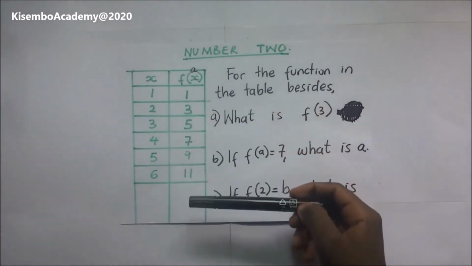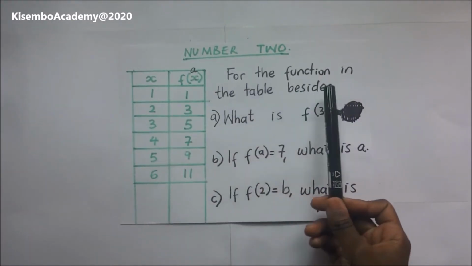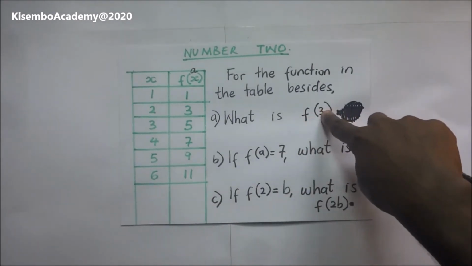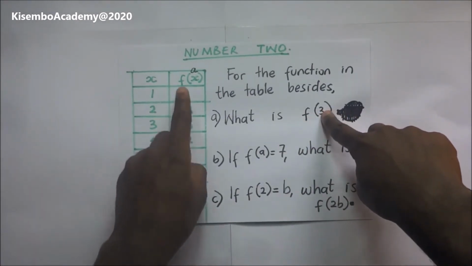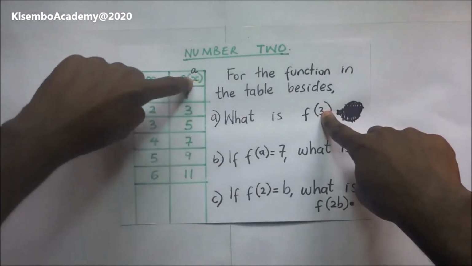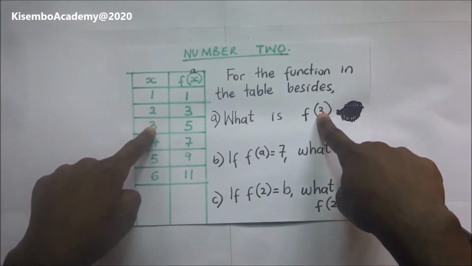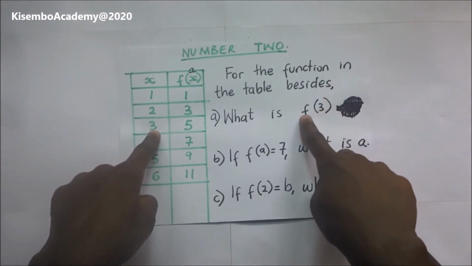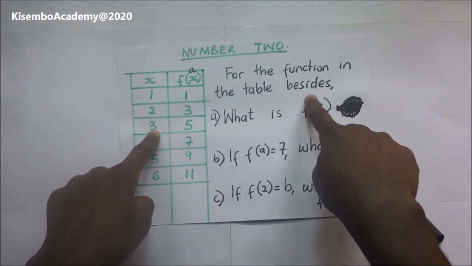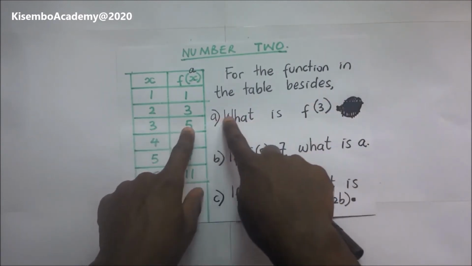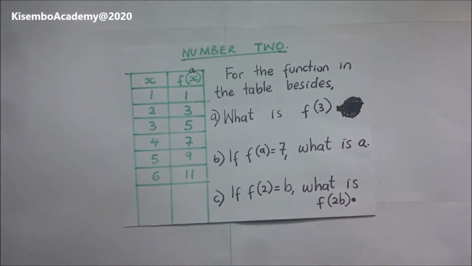Now looking at this, we are being told, for the function in the table beside, what is the function where the value of x is 3? In that bracket, the value of x is 3. So we shall come to the value of x and look for 3. 3 is right there. So it means the value of this function is 5. So for part A, the answer is 5.